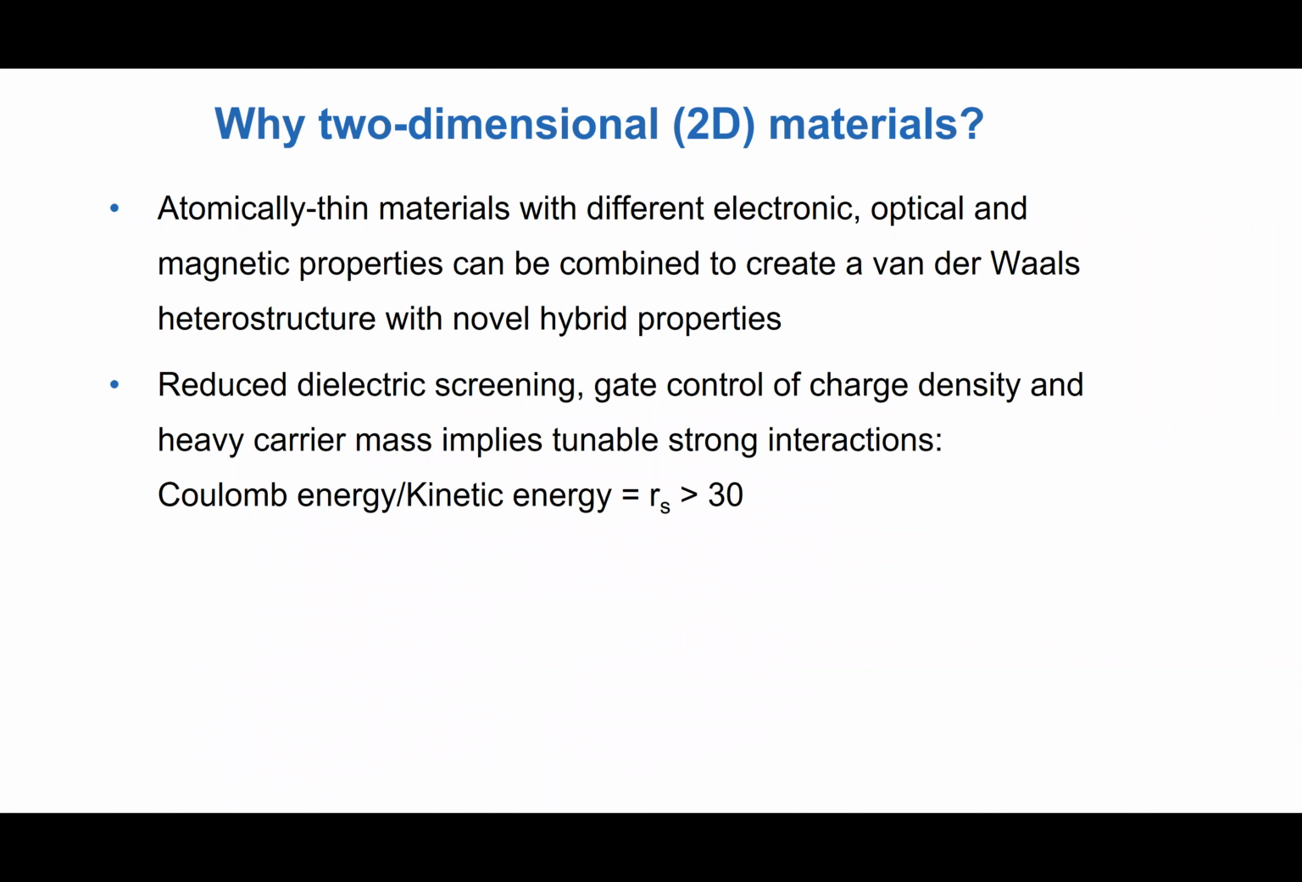One interest in this material system is that one can control the charge density via gates. One can keep the material neutral or change the charge density to relatively large values of 10 to the 13 per centimeter square, and the mass of the carriers can be relatively heavy. The net effect is that if you look at the ratio of the characteristic Coulomb interaction energy between electrons to the characteristic kinetic energy of electrons, this ratio can become extremely large. It is designated as the rs parameter. In typical materials, this number is on the order of 1, and in 2D materials, one can easily get to a point where it is larger than 30.